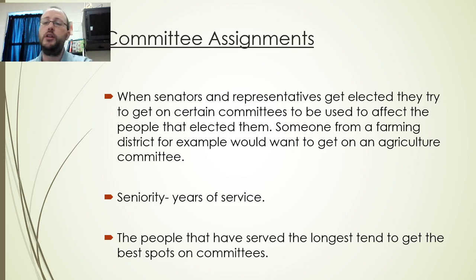When senators and representatives get elected, they try to get on certain committees to be able to affect the people electing them. Someone from a farming district, for example, would want to get on an agricultural committee. Seniority is years of service. The people that have served the longest tend to get the best spots on the committee. That's the idea. Usually, if you have been in your position for a long time, you're going to get the best committee spots. New people usually have to settle for whatever's left. And they want to get on things that are specific to their district, things that are important to the people that vote for them.